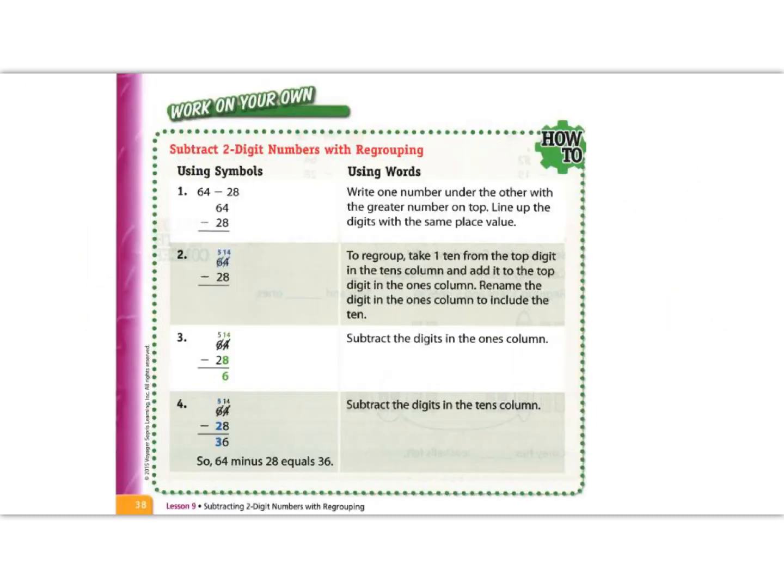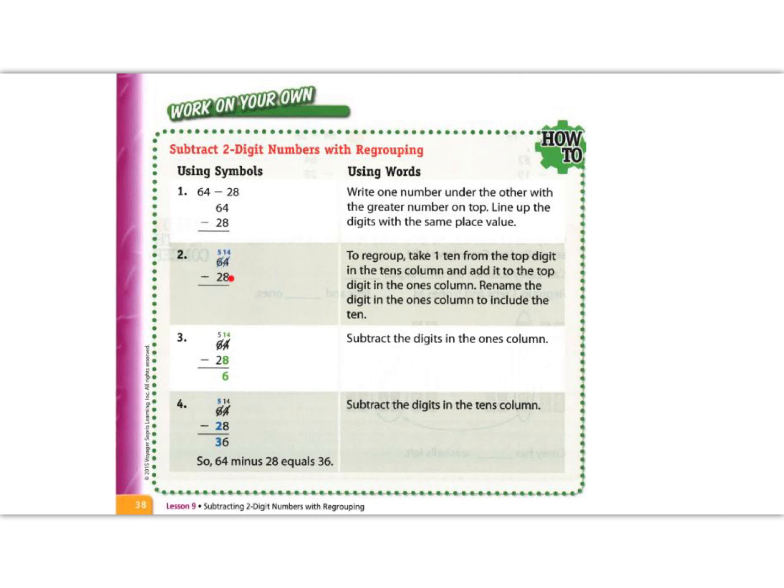All right, so when we talk this out using words, subtracting two-digit numbers with regrouping, write one number under the other with the greater number on top. Line up the digits with the same place value. So 64 minus 28. To regroup, take 1 ten from the top in the tens column and add it to the top in the ones column. Rename the digit in the ones column to include the 10.